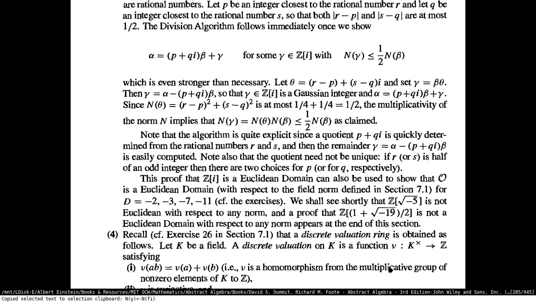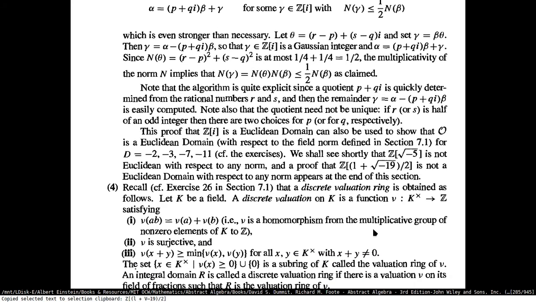But there are values for which Z of something is not going to be Euclidean with respect to any norm. So Z[root minus 5], they say, is not going to be Euclidean. And this is also not Euclidean, which you're going to see later when we come back to Gaussian integers.